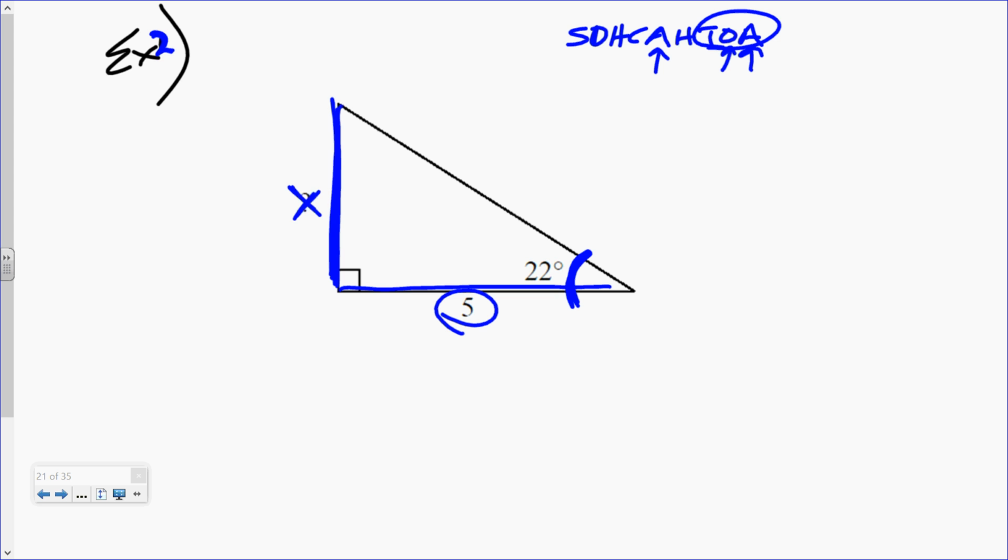Notice how I picked it. Between the three ratios, the sine, the cosine, and the tangent, the one I picked was related to the sides that were given to me. Adjacent, opposite, I use the tangent. So now I'm going to write down my equation. The tangent of 22 is equal to opposite of 22, which is x, over 5.